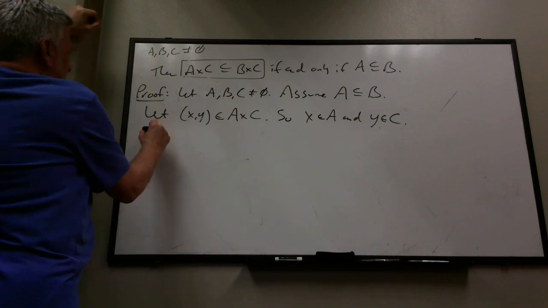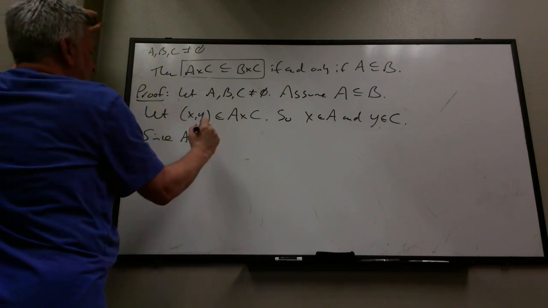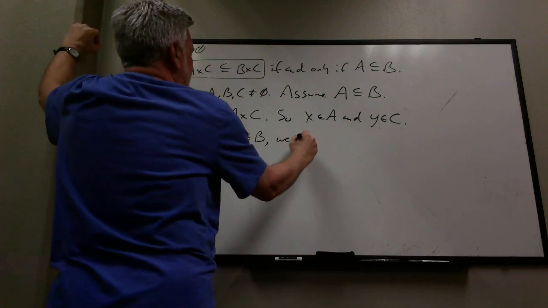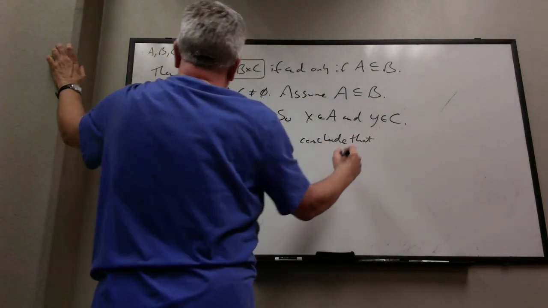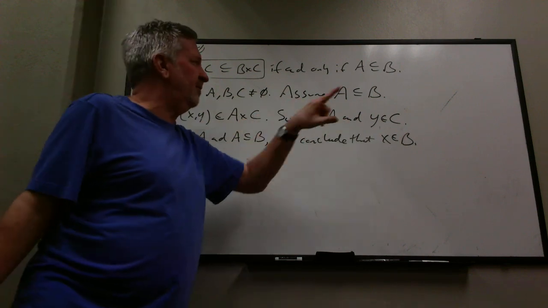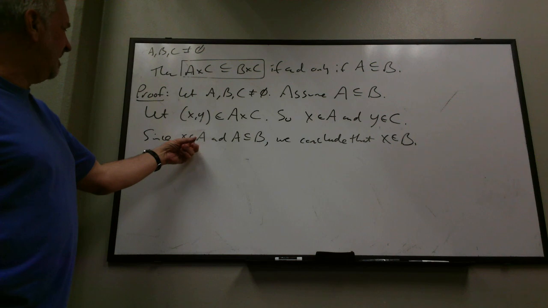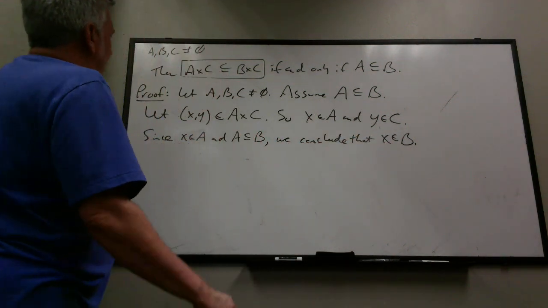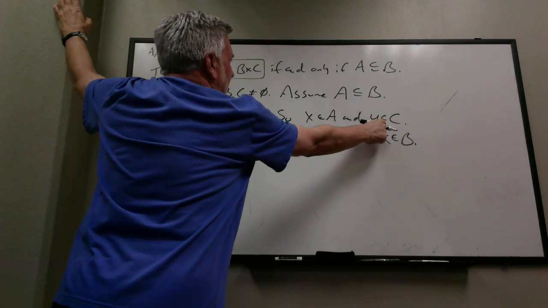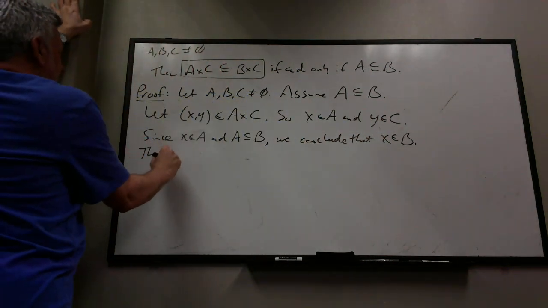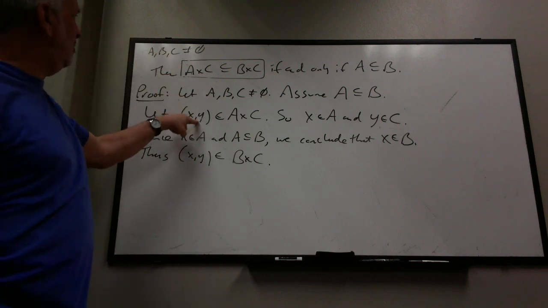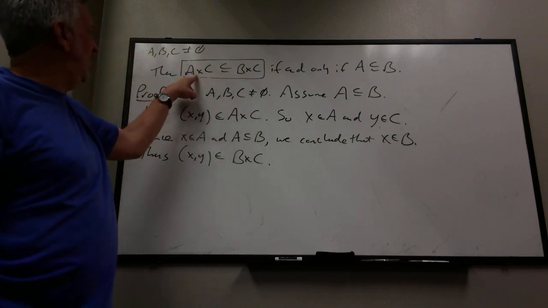So even though I just said it, I think I'll write the reason. Since x is in A and A is a subset of B, we conclude that x is in B. So I stated several facts here, and I'm telling the reader the two I'm using here. So since x is in A and A is a subset of B, we conclude that x is in B. Okay, so now we have x is in B, and y is in C. Thus, that tells me xy is in B cross C. So I started with an xy in A cross C. I got xy in B cross C, so A cross C is a subset of B cross C.